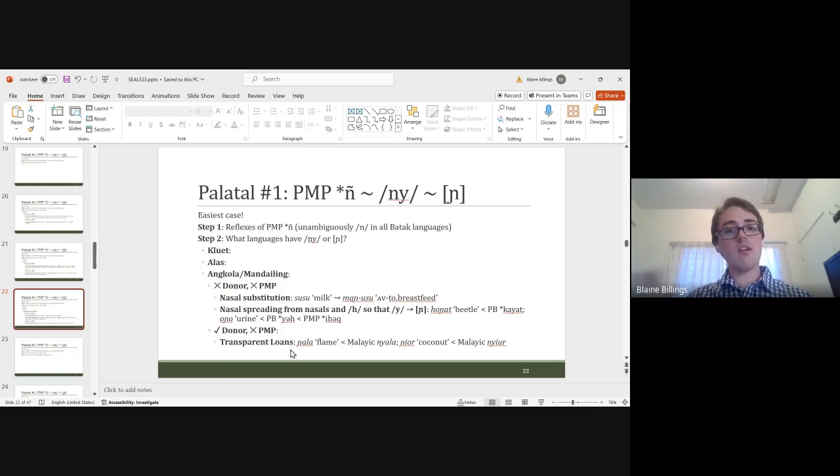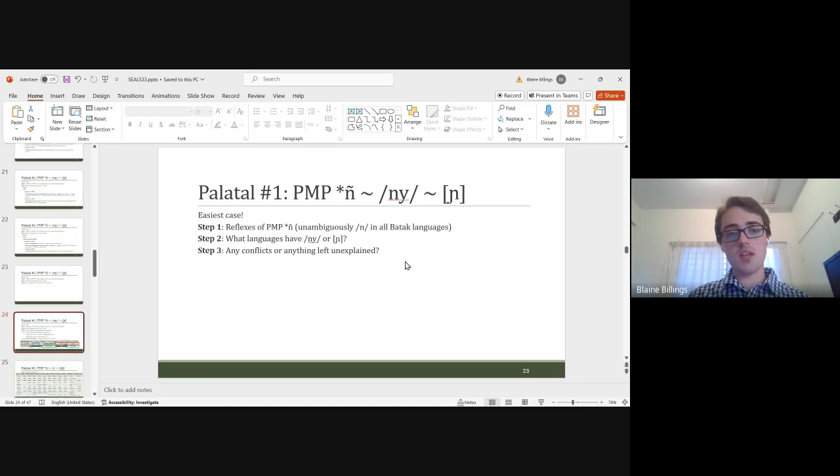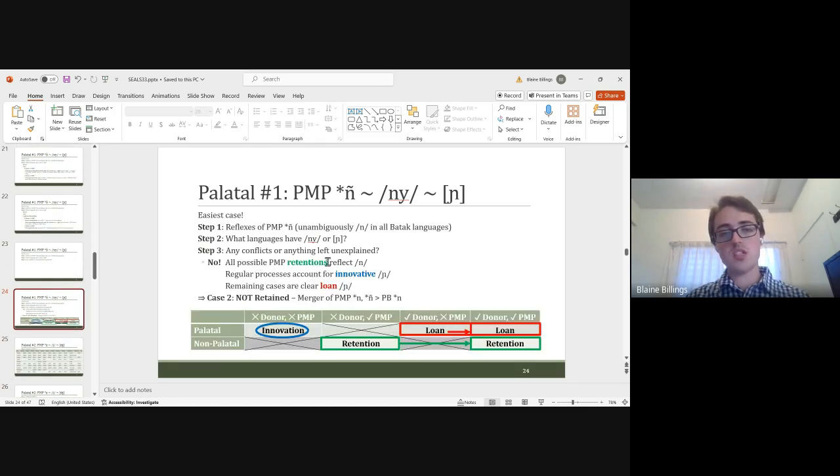So these are all of the cases of the palatal nasal that could have been inherited and that have since been innovated. So are there any conflicts or anything left unexplained? No, because all the possible retentions reflect the alveolar nasal, this is down here. Regular processes account for the innovations, which we discussed on the previous slide, and all remaining cases are clear loans, right? Because if we have something that might have a PMP etymology or might be from a donor language, this can be easily disambiguated because the palatal nasal became the alveolar in the Batak languages, and the surrounding languages only have the palatal in these specific lexical items.